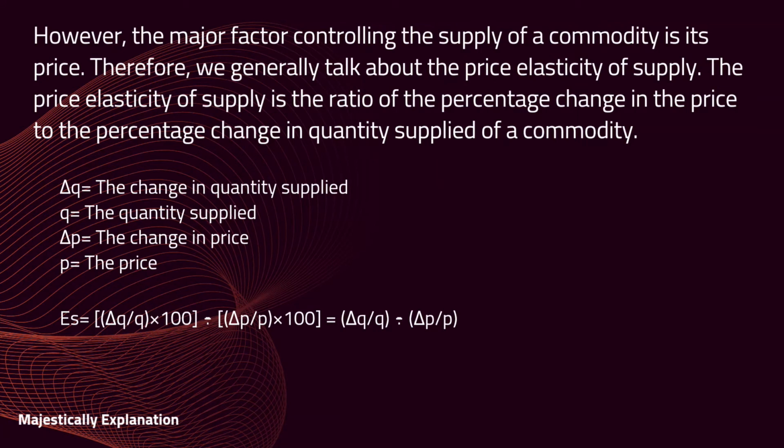The price elasticity of supply is the ratio of the percentage change in the quantity supplied to the percentage change in the price of a commodity. Es = (ΔQ/Q) / (ΔP/P). And this is the particular formula for calculating this, where Q is the quantity supplied, ΔP is the change in price, and P is the price.